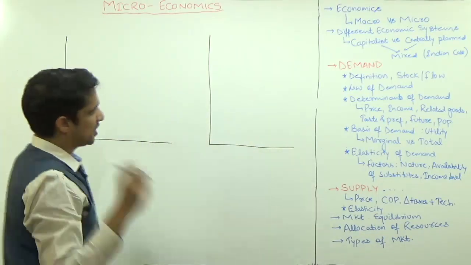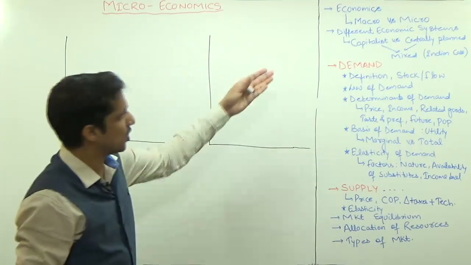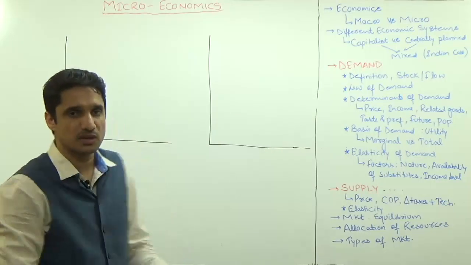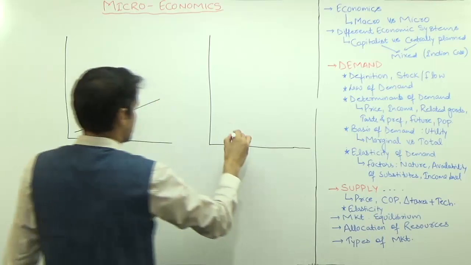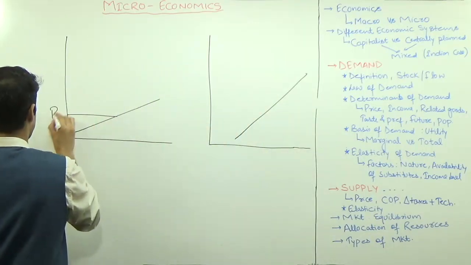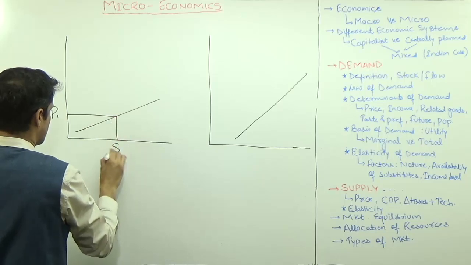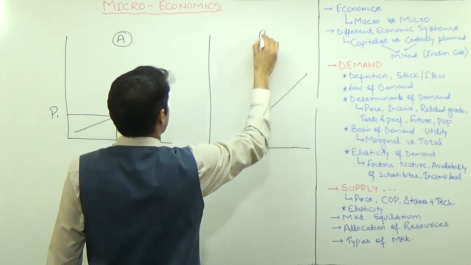The first mistake that is mostly committed by students is that they copy paste from demand, but that is not the same. The supply curve is like this. At this price P1, the supply was S1. This is for commodity A, similarly for commodity B.